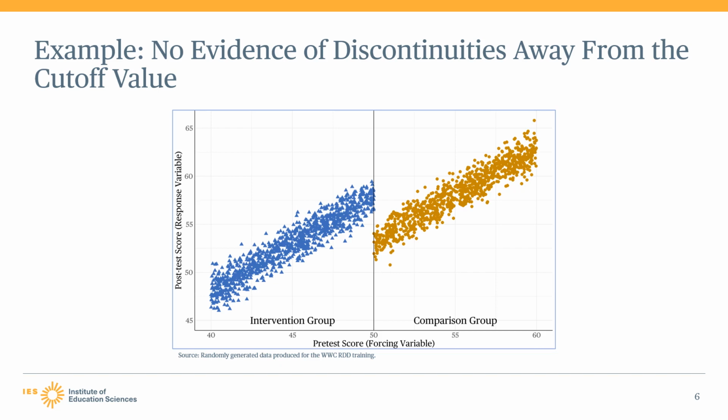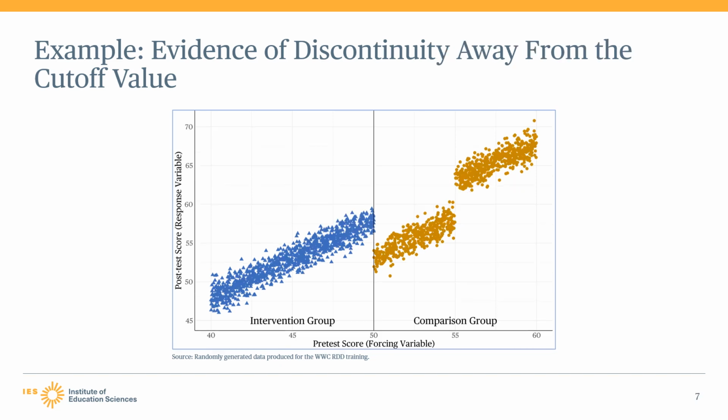However, there are no other discontinuities observed at any other values of the forcing variable. Conversely, this scatter plot would not provide graphical evidence to support RDD criterion 3A because there is graphical evidence of a discontinuity in the outcome forcing variable relationship at values of the forcing variable other than the cutoff value.